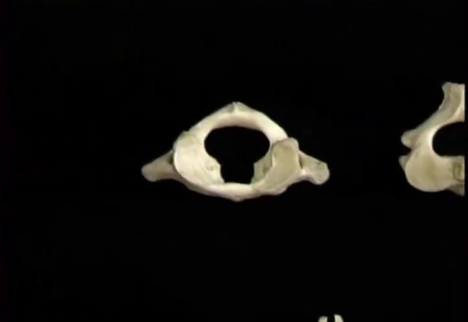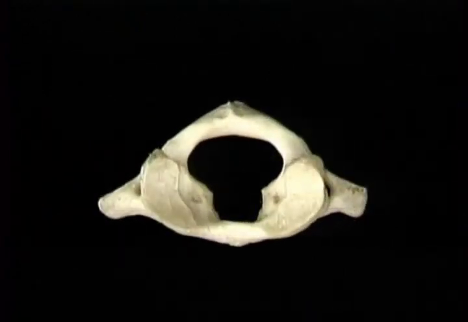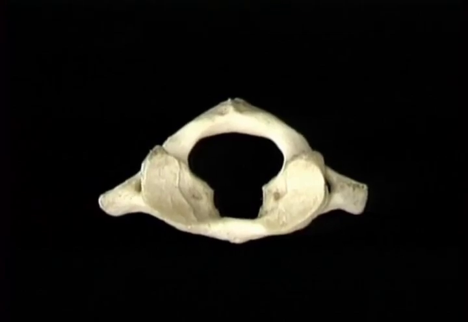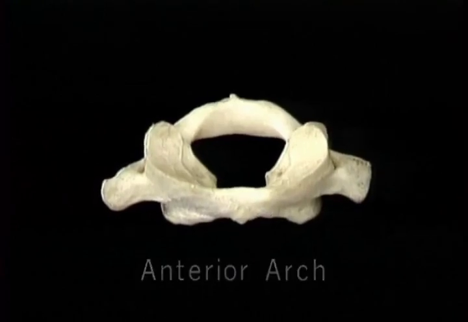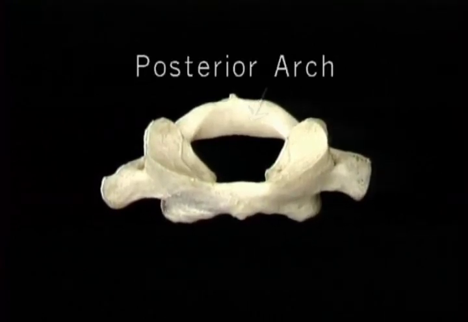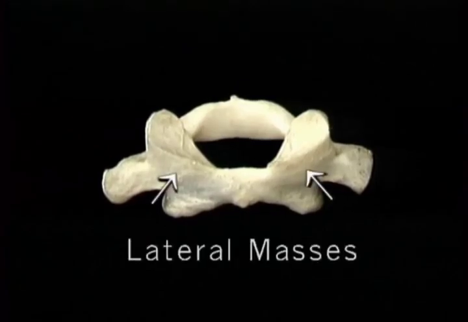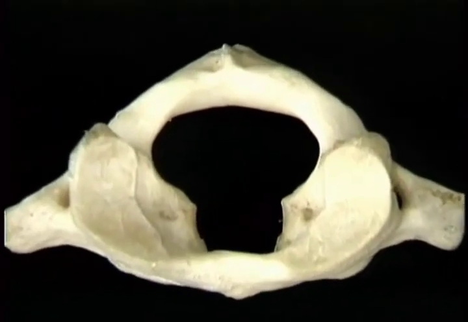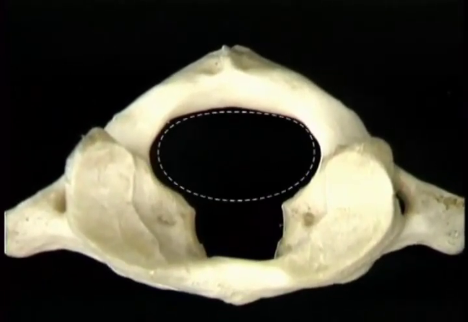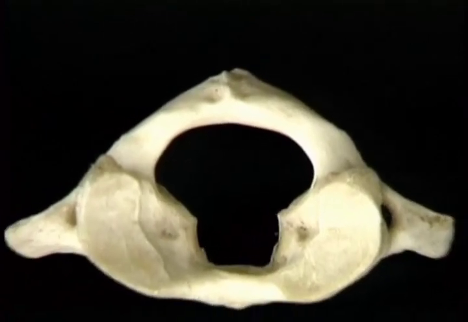Now let's look at ways in which the atlas and the axis are different. The atlas vertebra doesn't have a body. In front, it just has this narrow anterior arch, which matches the posterior arch. The 2 arches of the atlas, together with these 2 lateral masses, enclose an unusually large vertebral foramen.